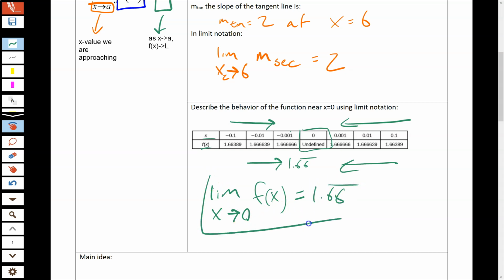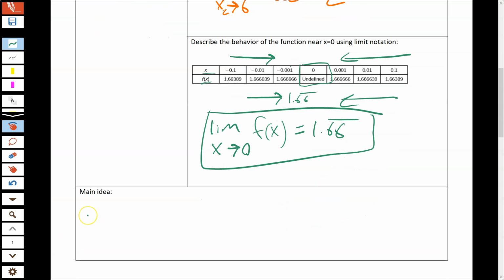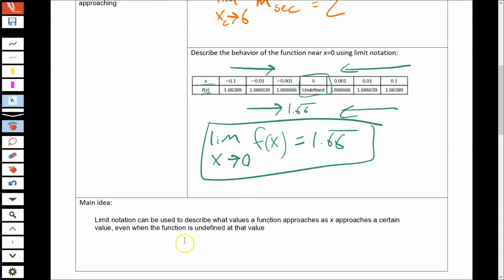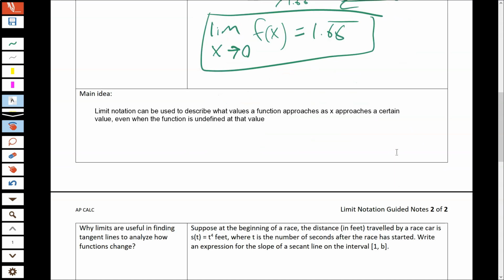Okay, so this statement describes what's happening in the table. So our main idea here, and this is super important, is that we can use this notation to describe what happens as x approaches a certain value, even if that function is undefined, right? So now we have a way to talk about how this function behaves, even if it doesn't spit out a number at a certain x. So this connects to our goal of analyzing the slope at a specific point on a function in a really profound way. So let's look at a problem now that we've seen before.